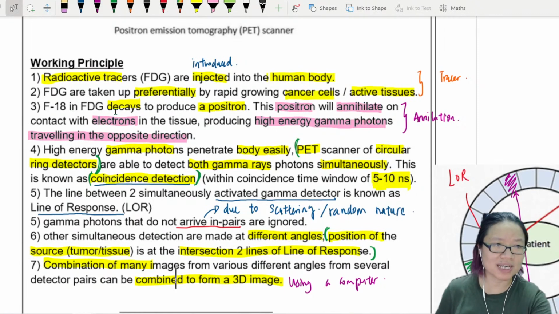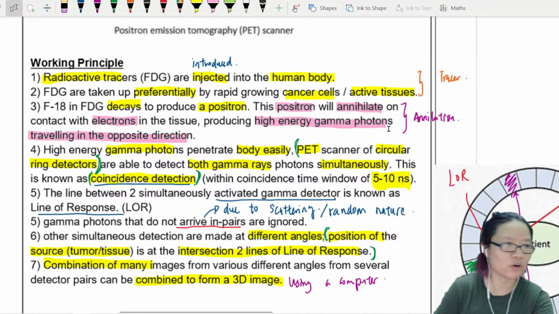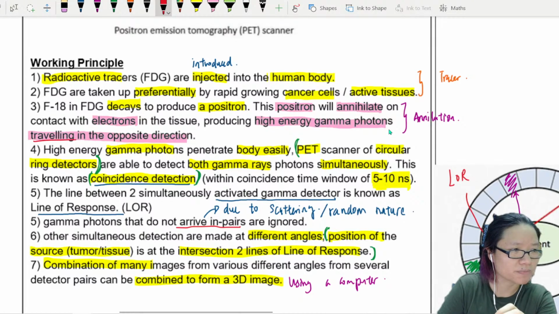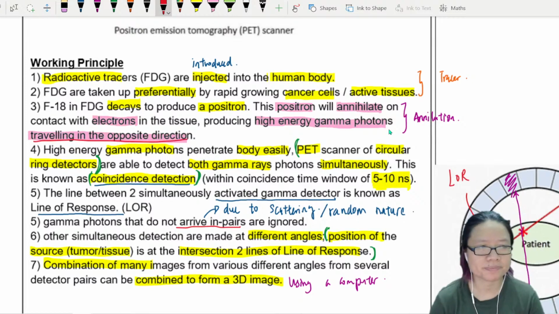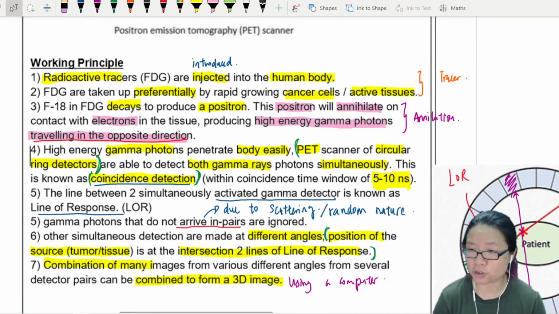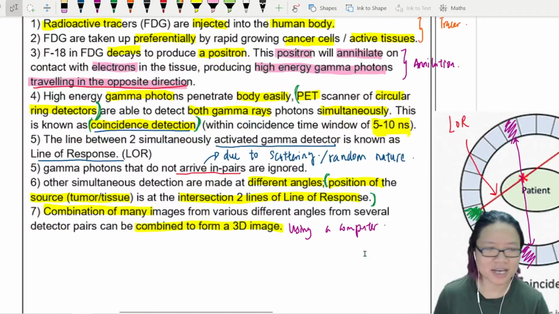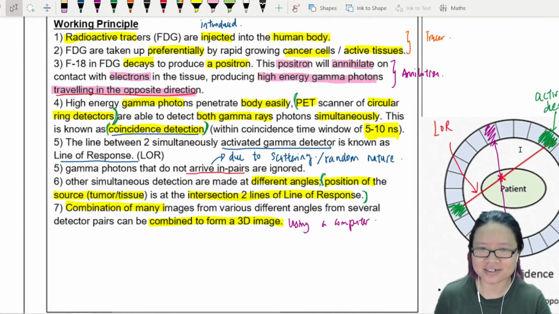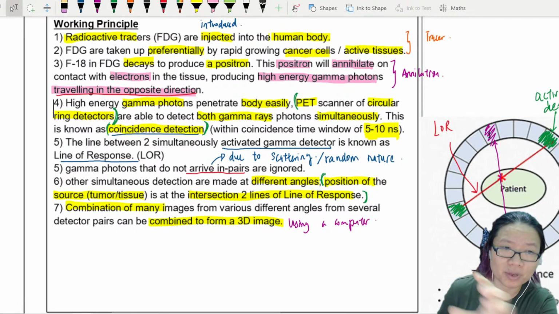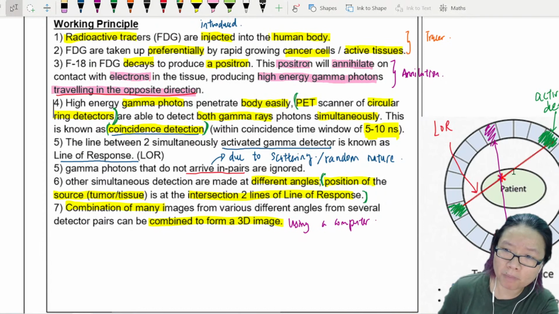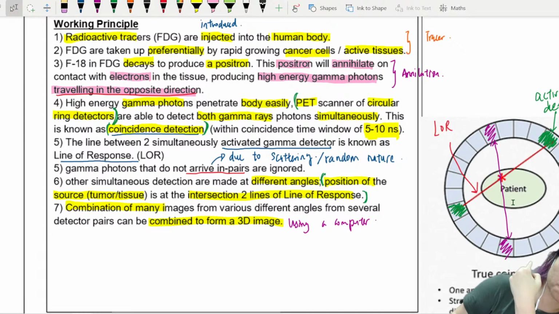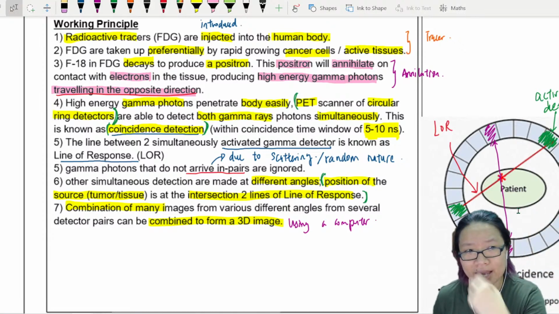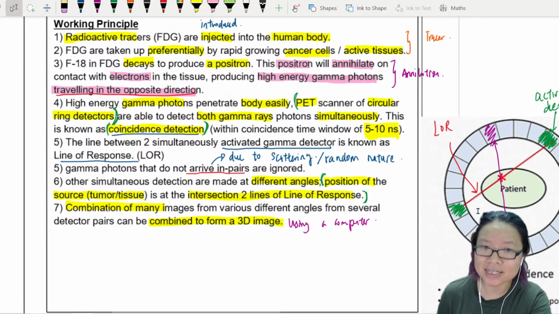The radioactive tracer would decay to form a positron. Positron will annihilate with the electron to form high energy gamma photons traveling in the opposite direction. And because these high energy gamma photons can penetrate the body easily, when we put the body inside a ring-shaped circular detector, like the one behind my head, they will have simultaneous detection or coincidence detection. So we will ping both the green one at the same time, and we'll ping both purple one at the same time. And we draw a line between the detectors that are being pinged.